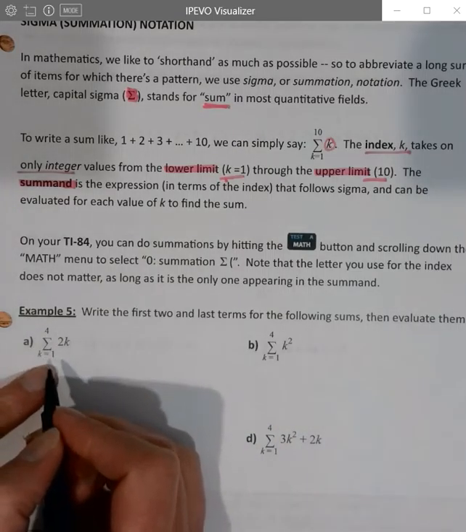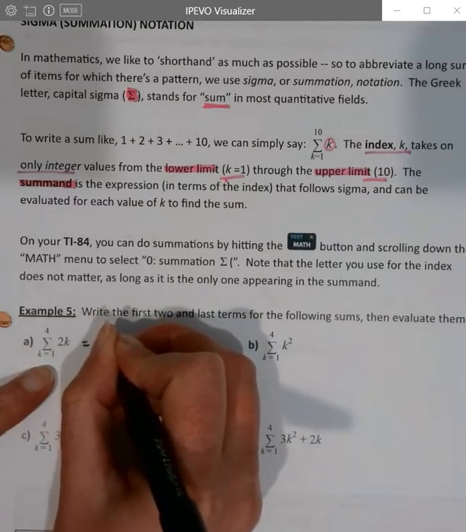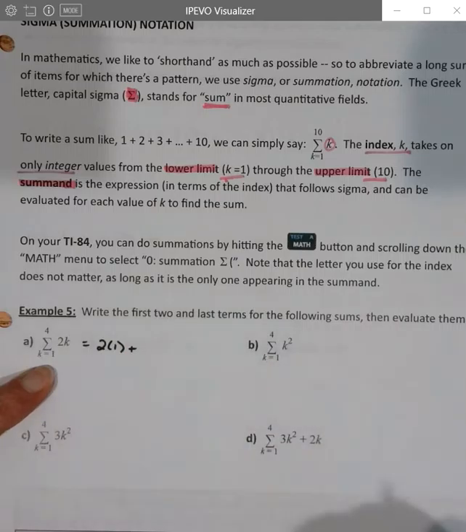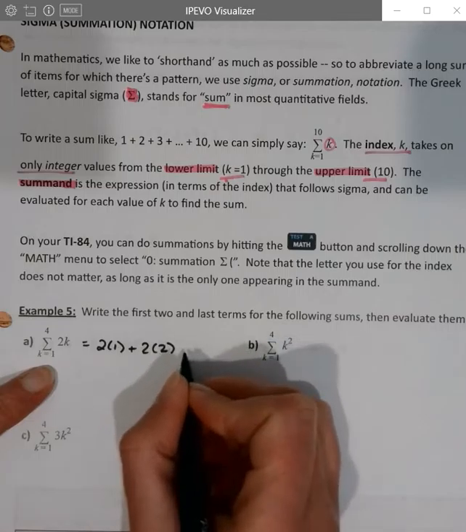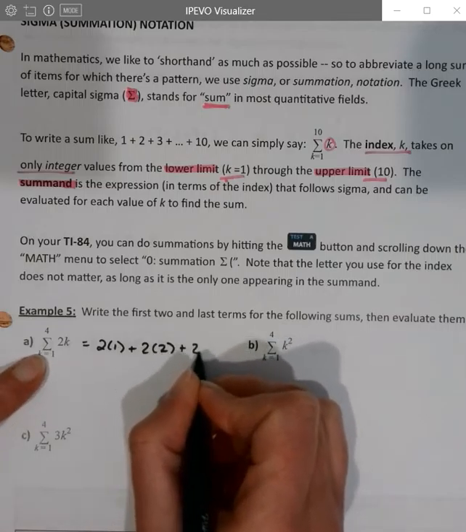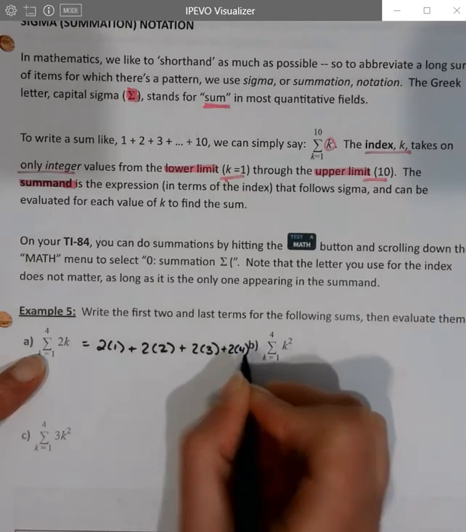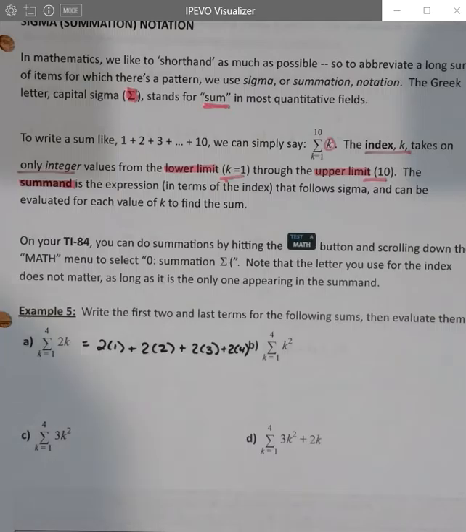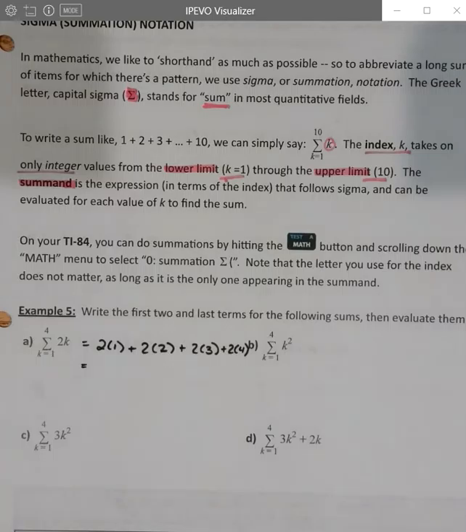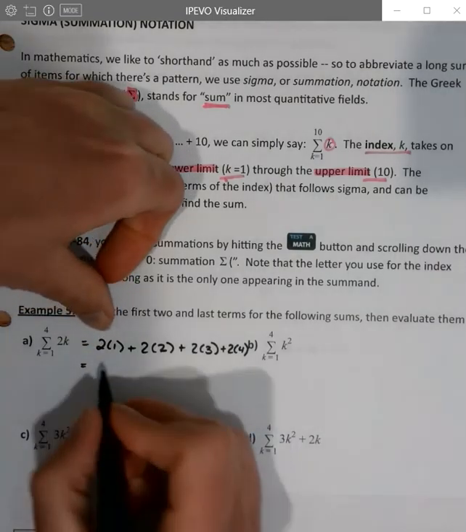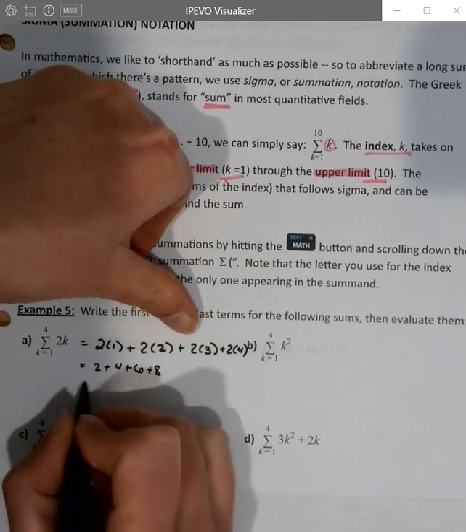So first, for k equals 1, this is going to be 2 times 1, which is 2. For k equals 2, we would have 2 times 2. And then the last two, for 3 and 4, I'd have 2 times 3, and 2 times 4. So I'm just adding up 2 times 1 plus 2 times 2 plus 2 times 3 plus 2 times 4. If I do this one by hand, I'm going to make sure that I know the sum matches what I get from sigma notation. So this is the same as 2 plus 4 plus 6 plus 8, so that's 20.